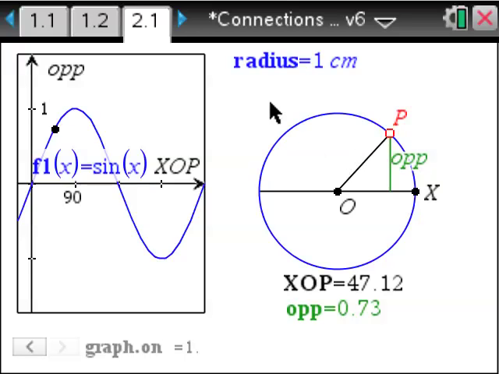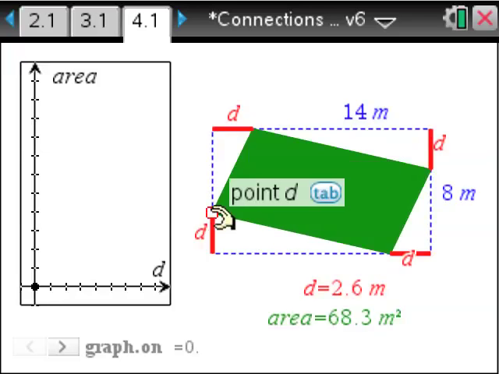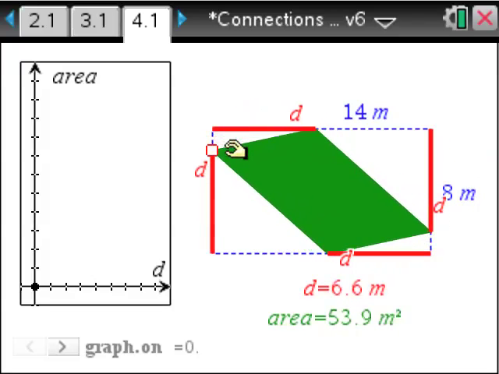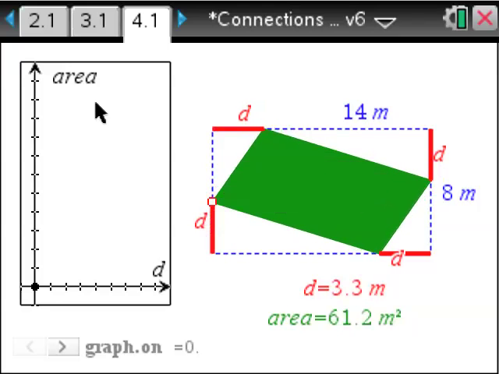Now that's just one example of this type of activity. On page 3.1 we have a similar thing that generates the cosine graph. On page 4.1 we have a rectangle of 14 by 8, and within it we have a green parallelogram. And the task is to find out what is the connection between length D and the area.